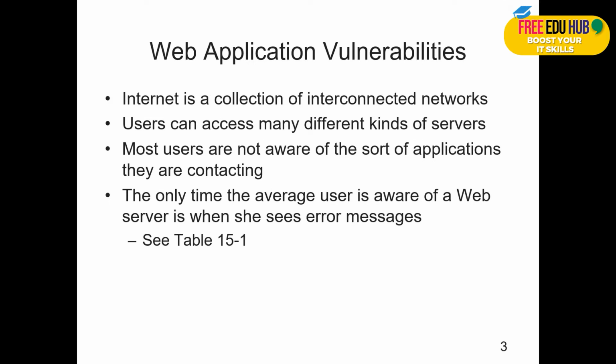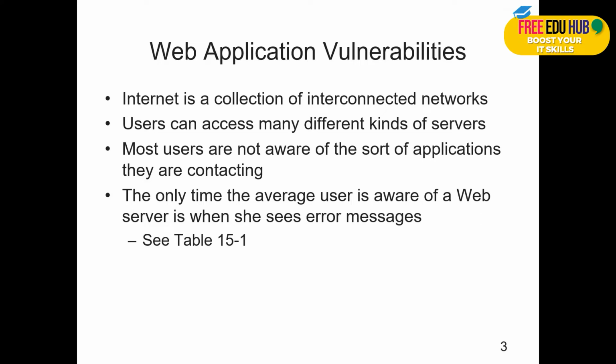our infrastructure. Now, regarding web application vulnerabilities, the internet is a collection of interconnected networks. So traffic can come from any direction, from within the network or from outside the network. Users can access many different kinds of servers, whether it is a web application server, Active Directory, DHCP, DNS, or any other kind of server that you have within your organization.